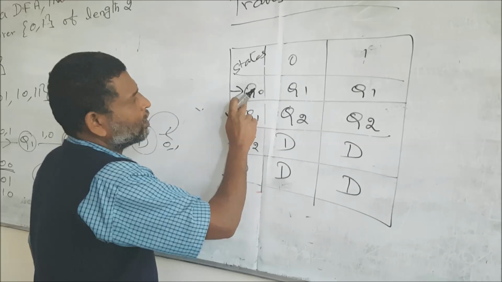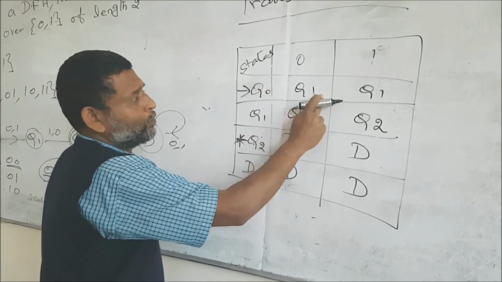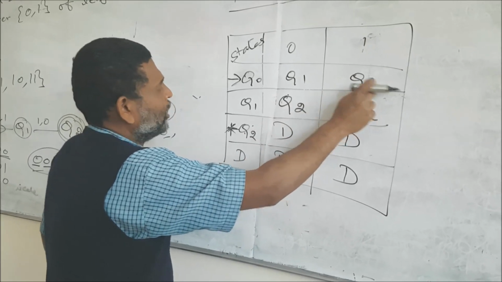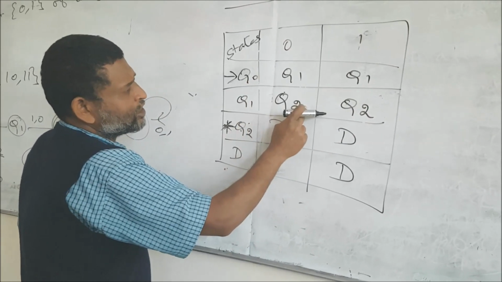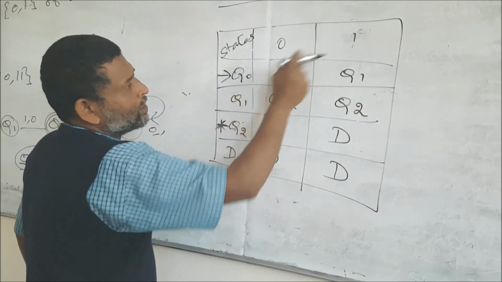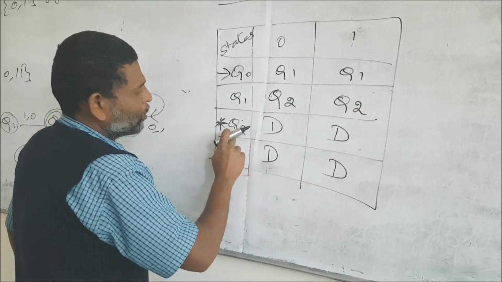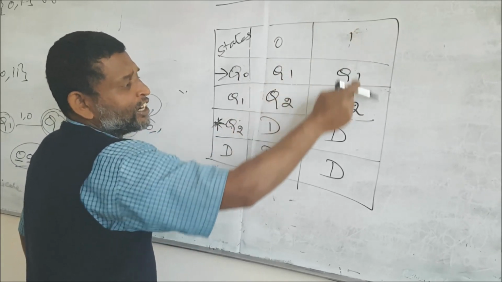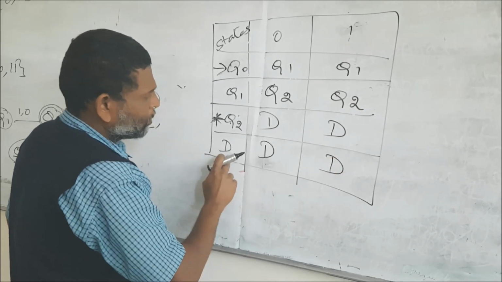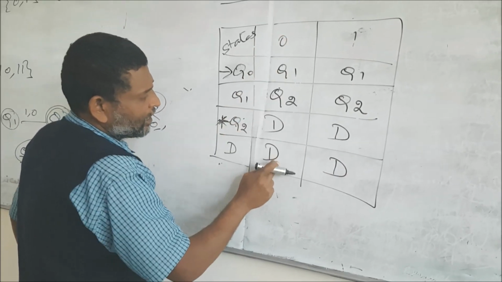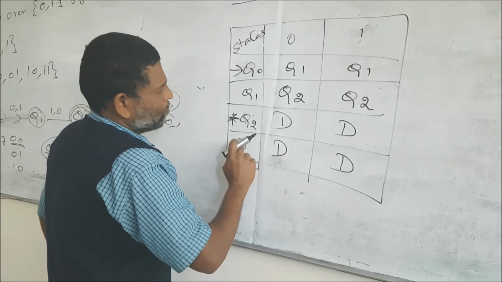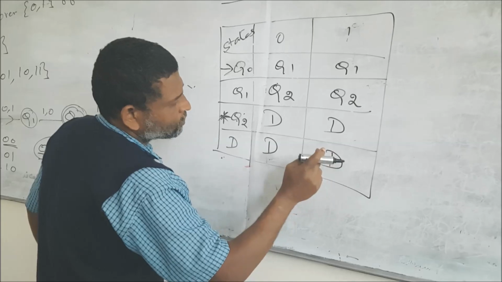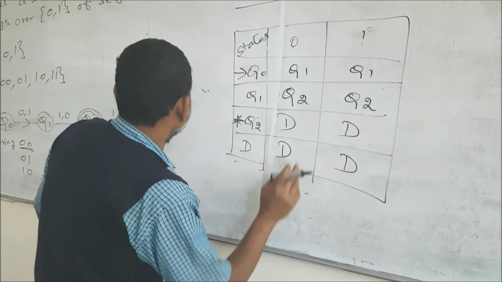From Q0, 0 is read and it reaches Q1. From Q0, 1 is read and it reaches Q1. From Q1, 0 is read and it reaches Q2. From Q1, 1 is read and it reaches Q2. From Q2, 0 is read and it reaches D. From Q2, 1 is read and it reaches D. From D, 0 is read and it reaches D. From D, 1 is read and it reaches D itself. These two are self loops. Okay.